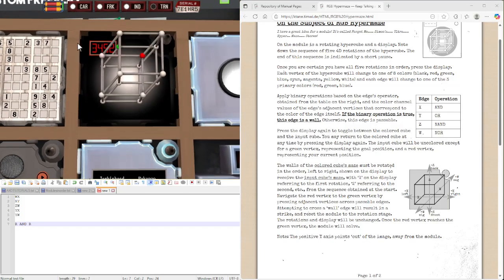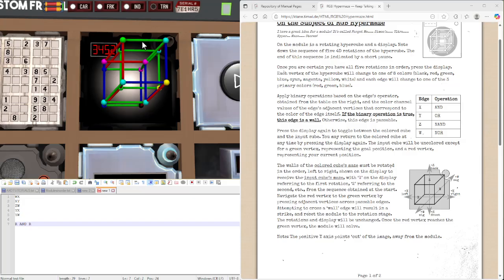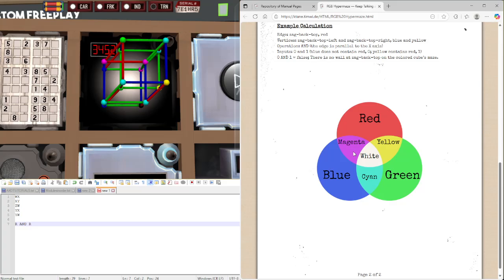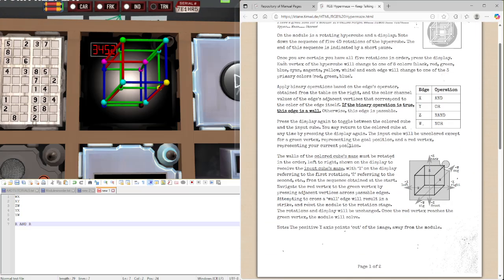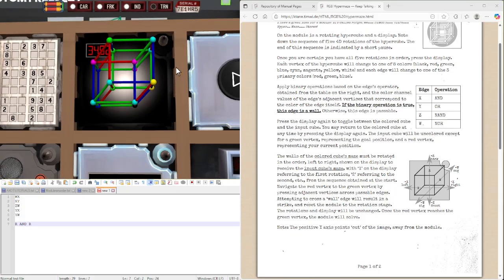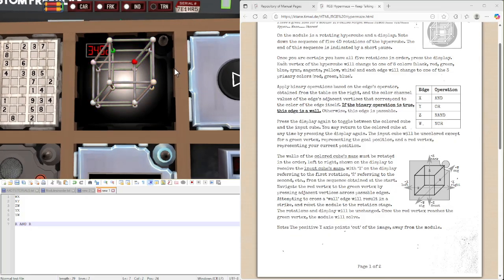Let's try this edge. Green. It's a W1, so no. Not being not all. So it'll be both had to be false for it to be true, which is not true, so this one has a wall. Is that helpful though?